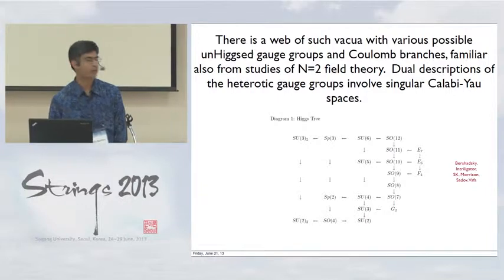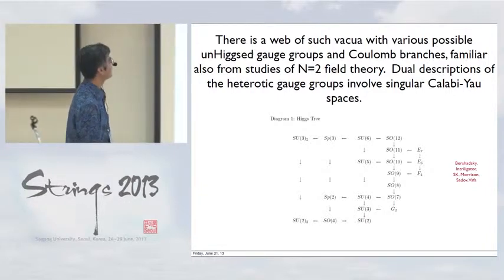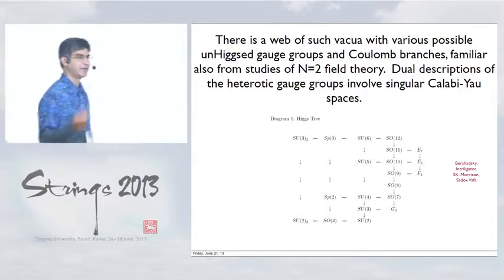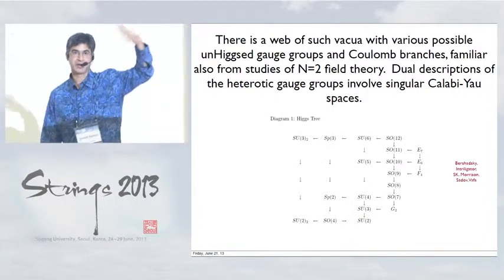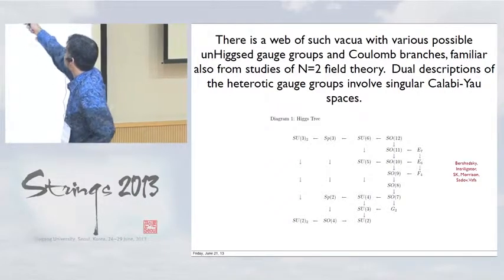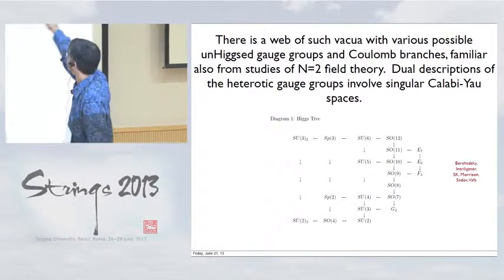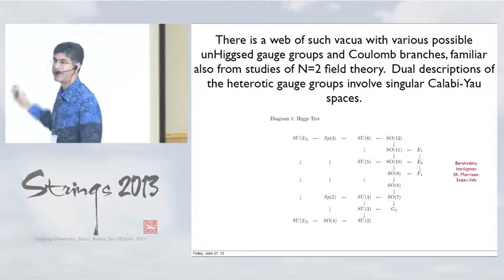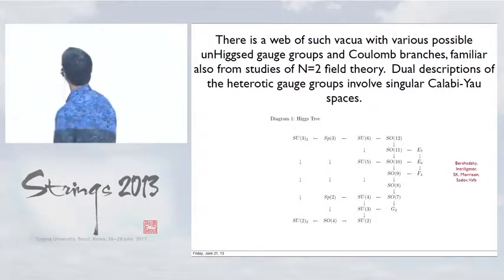Okay, so there's a big web of such vacua. They have various possible unhiggsed gauge groups depending on how big you make the vector bundles. If you choose an SU2 bundle, E8 breaks only to E7, but you could choose a bigger bundle. And for each gauge group, you can go to the Coulomb branch of the gauge group and get a model where the non-abelian symmetry is broken and so forth, as is familiar in n equals 2 field theory.